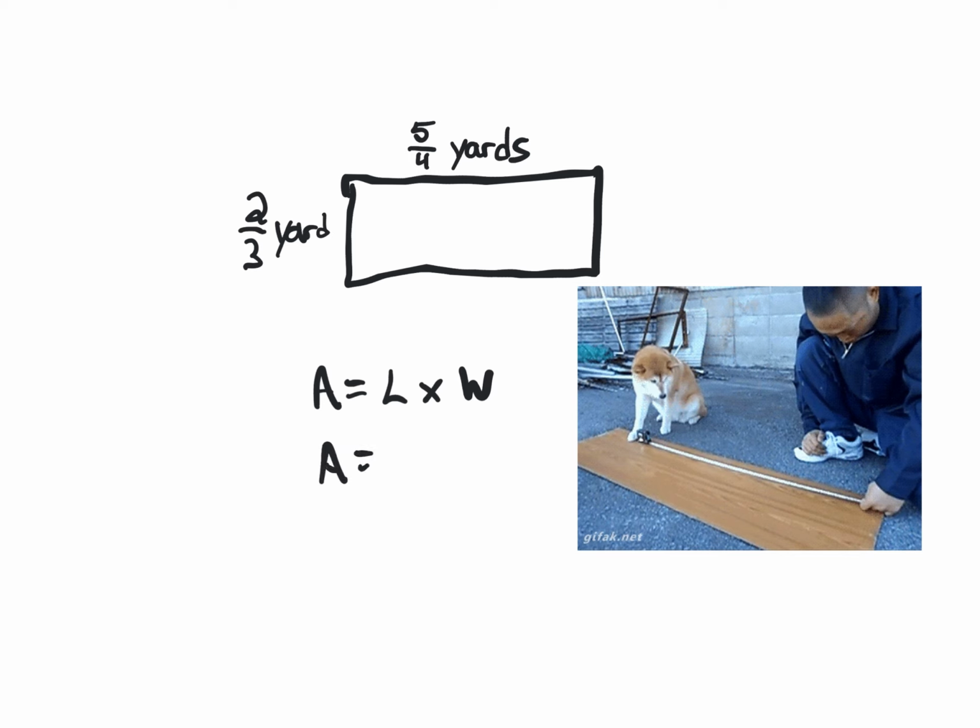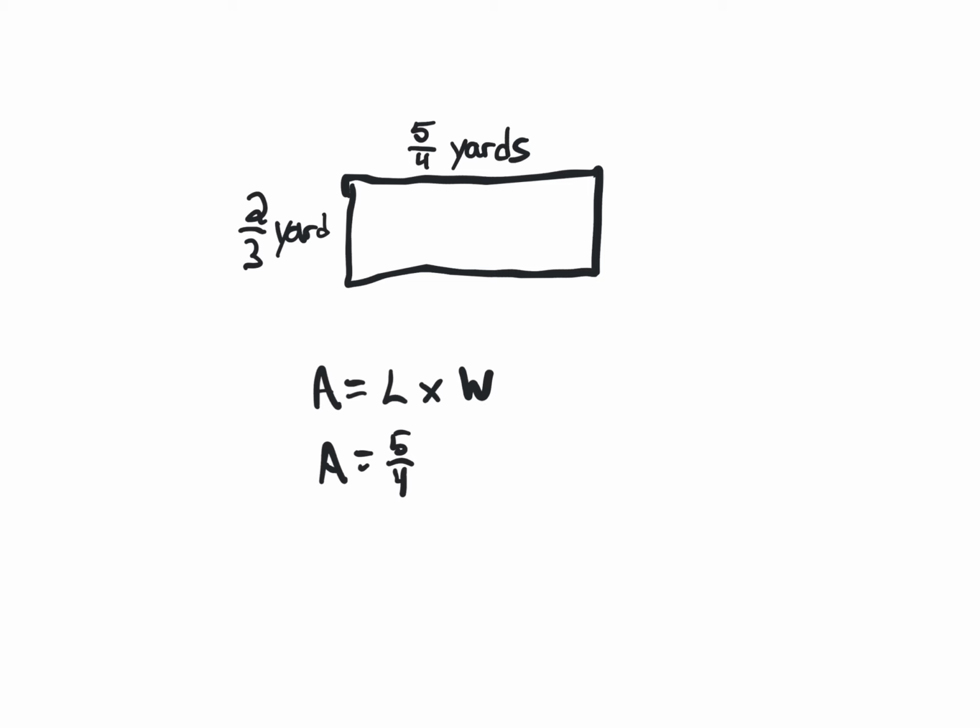Well, it doesn't matter. We can put either one as the length, but I'll put 5/4, and our width would be 2/3. Now, what is the rule when we're multiplying fractions? If you said go straight across the bottom and top, that would be correct. So we're going to do 5 times 2 equals 10, and we're going to do 4 times 3 equals 12.